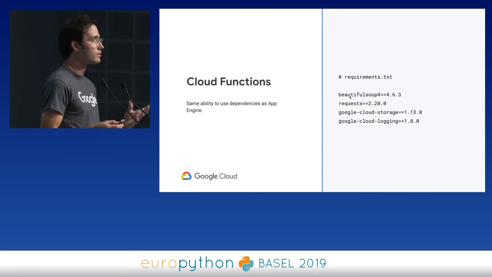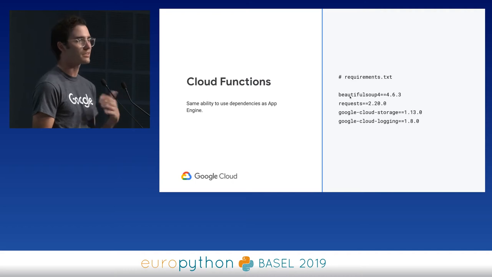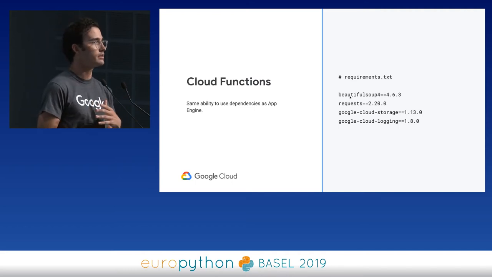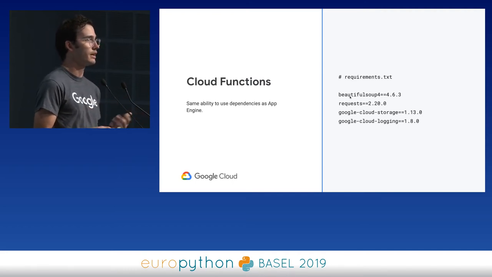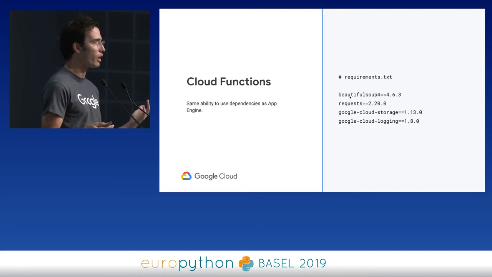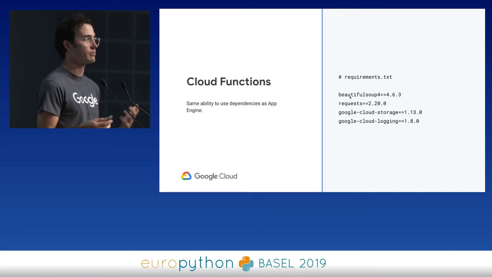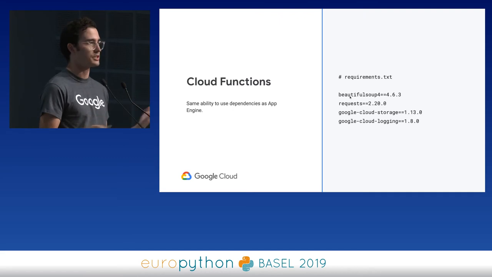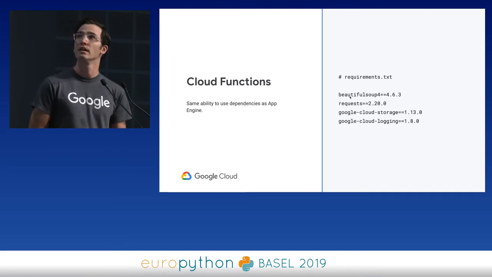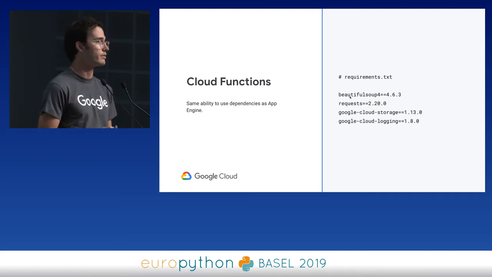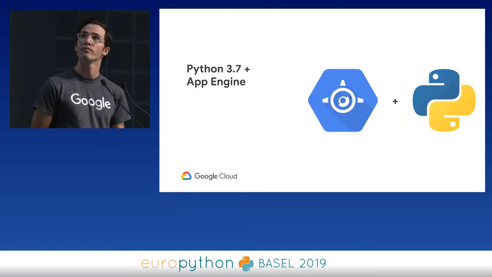If you want, you can also include dependencies. So the original App Engine was a little bit weird with the way it handled dependencies. With Cloud Functions, it's totally idiomatic. If you've used a requirements.txt file before, it's the exact same thing, exact same syntax. It actually just gets installed with pip anyway. So you can specify all your dependencies, pin them to versions, and all that stuff as well.